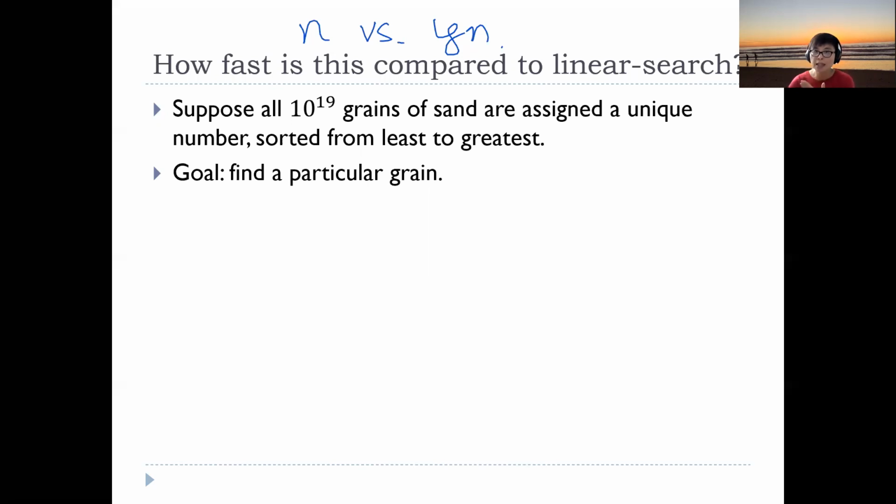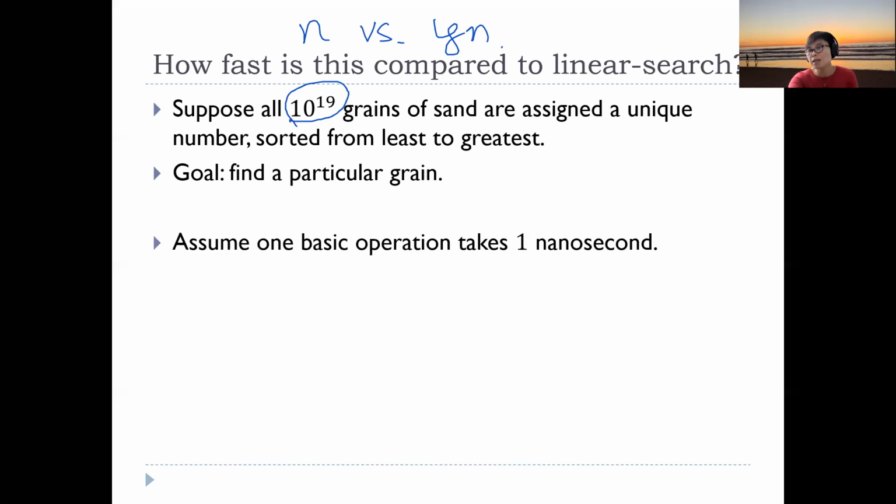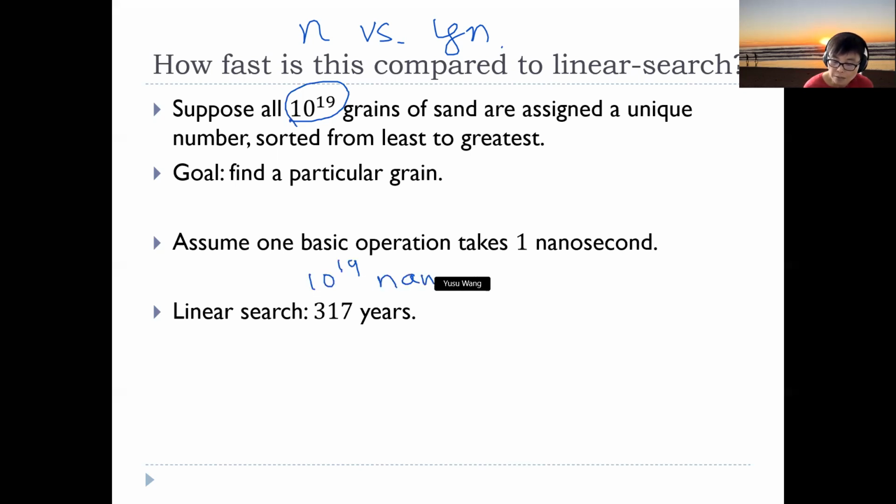Just to get some idea, let's say that you have 10 to the 19th grains of sand, already sorted. Each one has a number, and you need to find a particular grain. Let's say that each basic operation takes 1 nanosecond. Linear time means that I need 10 to the 19 nanoseconds, because I need n steps, and that's about 317 years.